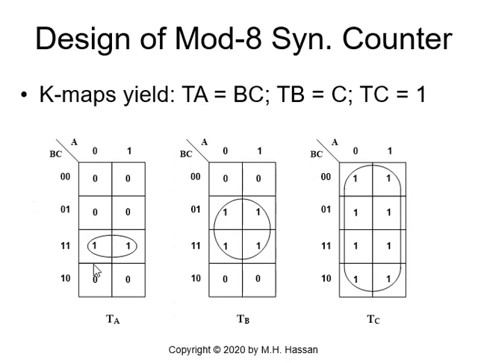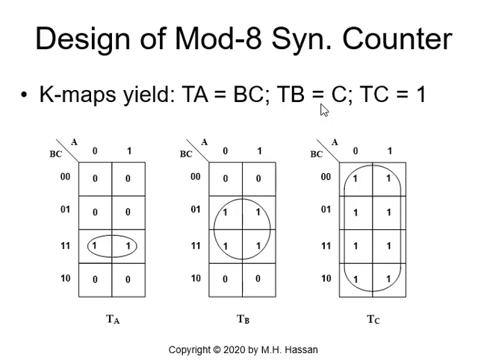TA 0, 0, we jump 0, 1, 0, 0, 0, 1. So we have 2 ones, we group those 2 ones as a group of 2. A will cancel, and TA will be simply equal to BC because B equals 1 and C equals 1, so it is BC. The same thing with TB, we fill up the map, and we end up with a group of 4. A will cancel, B will cancel, so I have C. So the K-map for TB yields TB equals C.